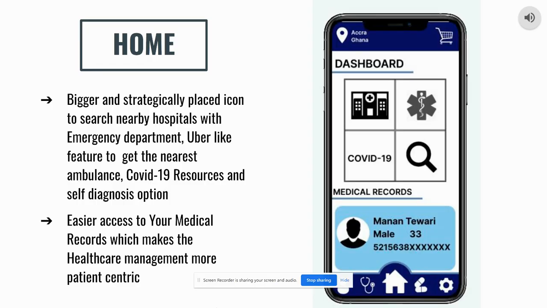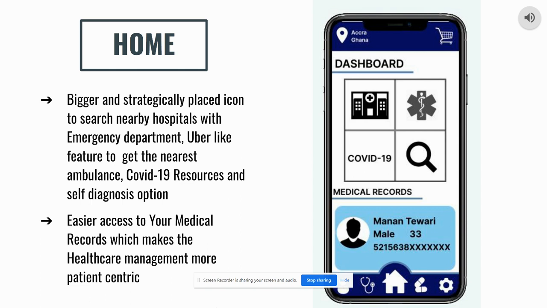Okay, so first we have the home page. We have the location of the patient. We have 4 tabs under the dashboard. The first one is for the hospital, for locating the nearest hospital. The second one is for the ambulance. You can get an ambulance like the way you'd order for a boat or an Uber. And then we have the COVID-19 tab for COVID-19 emergencies.